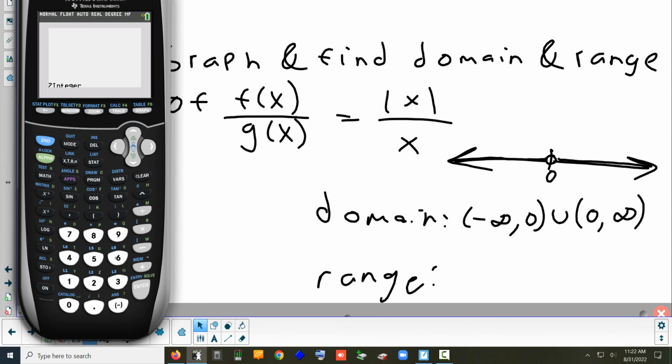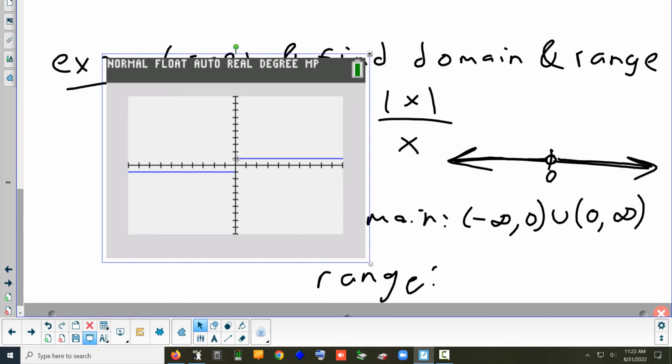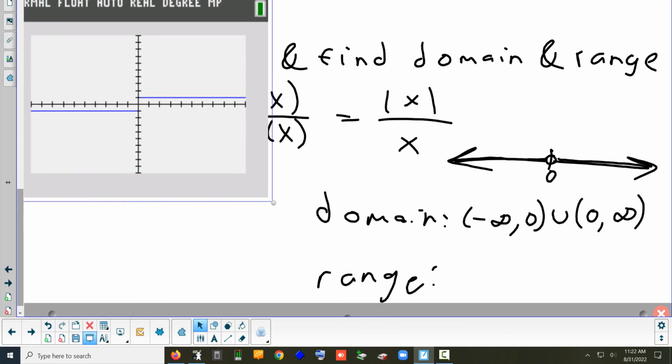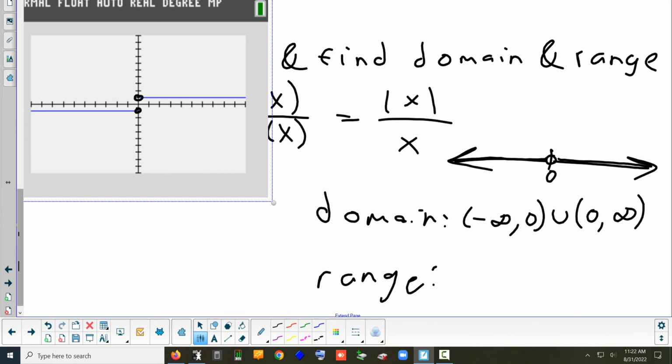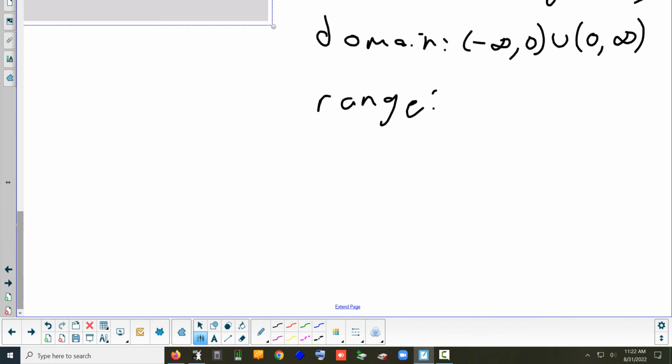And the graph looks like this. If we draw that with a little bit more detail, open circle, open circle. If you plug in any number greater than 0, you get 1. Any number less than 0, you get -1. So this is an example where we can list every single number in the range, because there's only 2 of them.